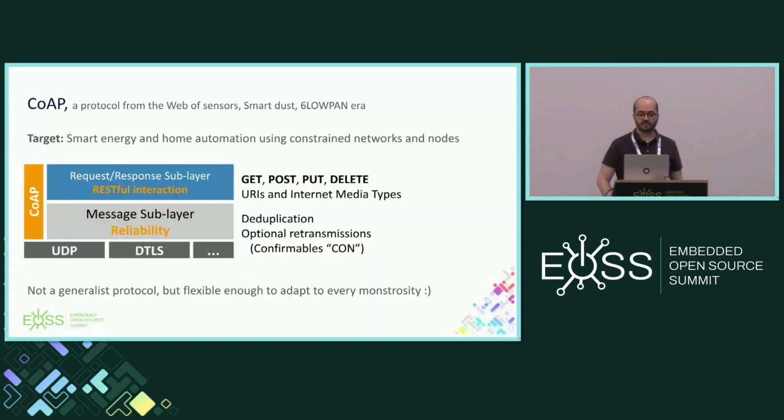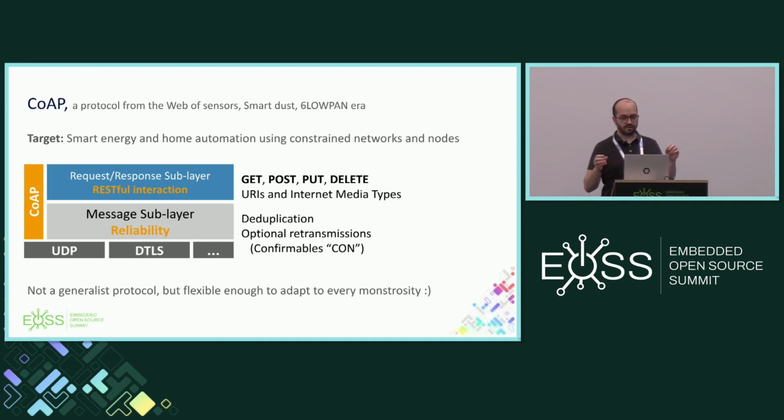So first, a quick introduction to CoAP. CoAP was created more than 10 years ago, maybe 14 years ago. It was created for working with low power constrained networks. And because of that, it's an interesting protocol, since they are targeting this very specific system for smart energy and home automation with low power devices and constrained networks, they did something a bit strange, I would say.